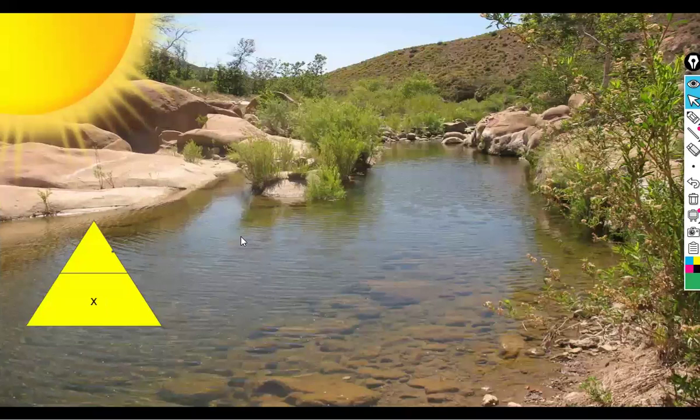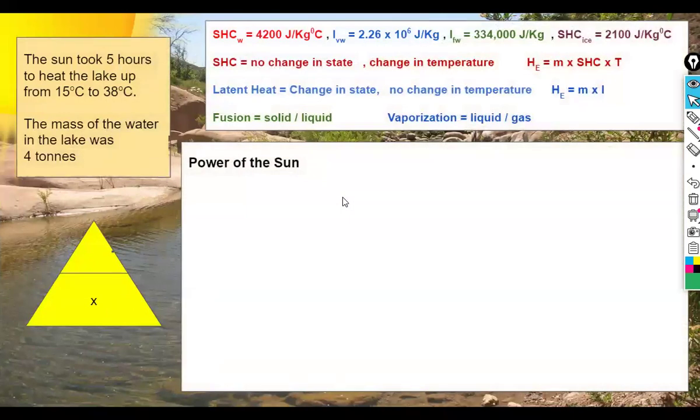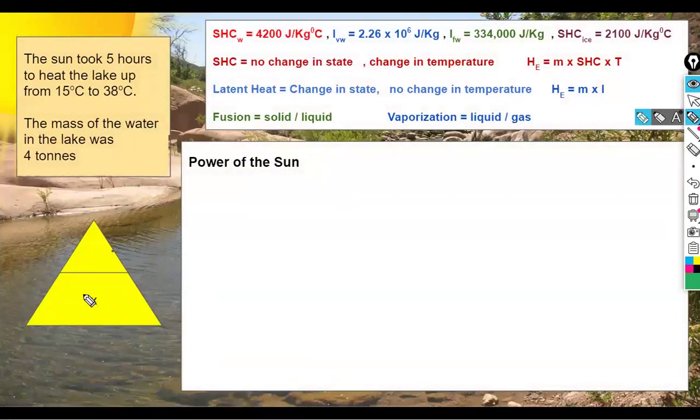All right, so this is the one with the sun, right? So what's happening here? The lake. Now you want to calculate the power of the sun. The aim is to find the power. So remember last week I said power is work over time, but work and energy is the same thing. So the work and heat energy is the same thing. But to calculate power, the time has to be in seconds. So that's what I mentioned last week.